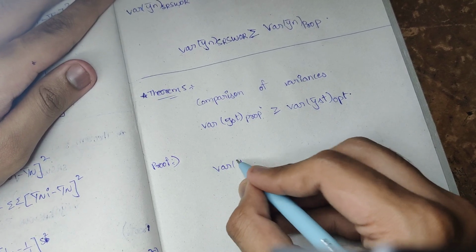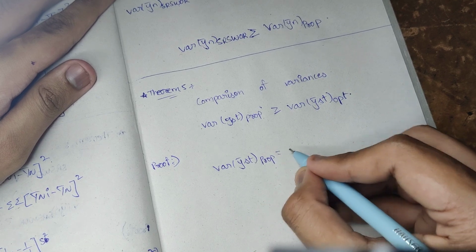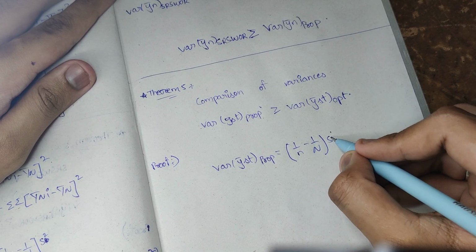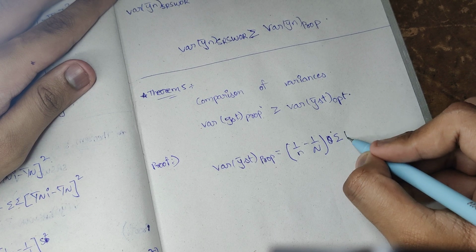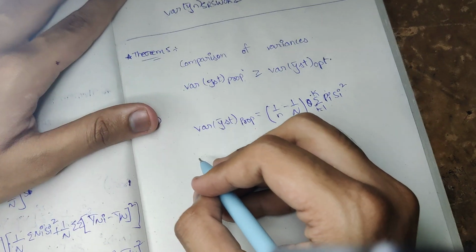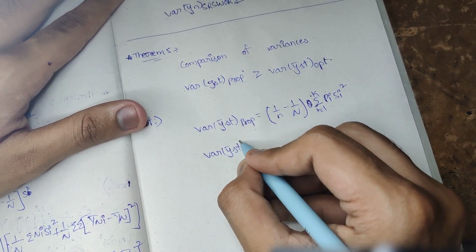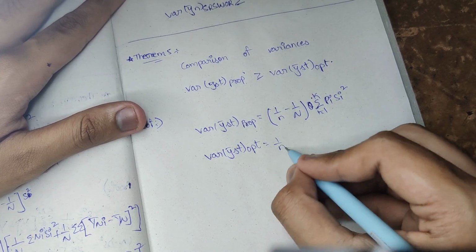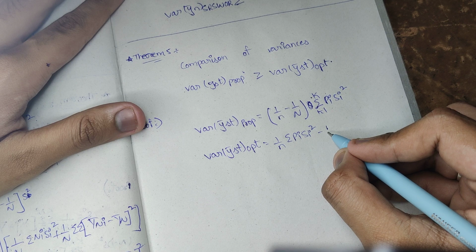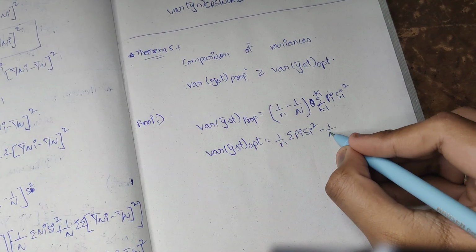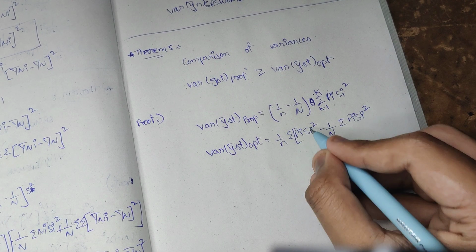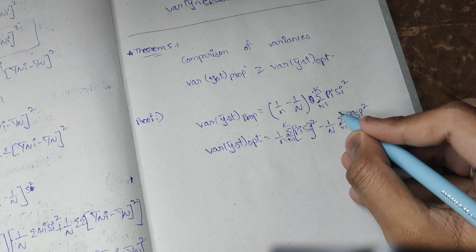We'll first write the formulas. The variance of y bar st proportional is (1 by small n minus 1 by capital N) into summation pi si square, i equals 1 to k, and the variance of y bar st optimum is 1 by n (summation pi si) whole square minus 1 by capital N summation pi si square, i equals 1 to k. This is whole square, by the way.